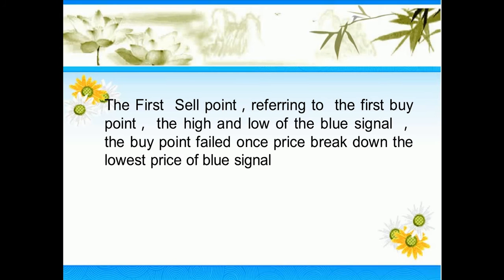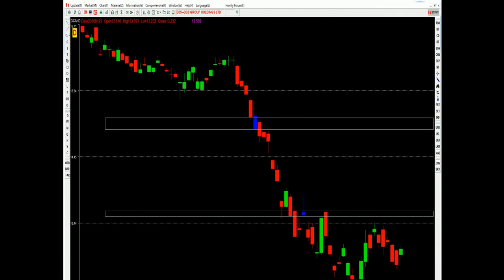Then we can see the next one. The first sell point, referring to the first buy point: the high and low of the blue signal. The buy point failed once price breaks down. The low is the price of the blue signal. So if you use this method, stop loss is very important. If you never set stop loss, you cannot use this method, okay? Because if you do some short-term trading, you want to earn fast money, it's a little dangerous. So you should set a stop loss point.